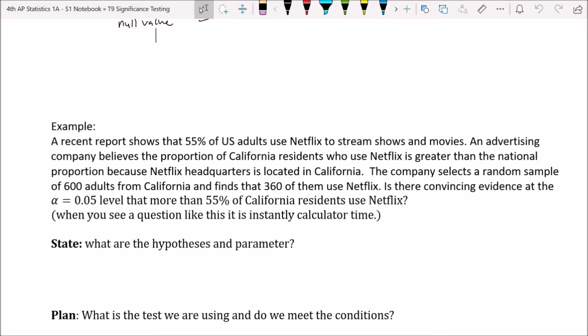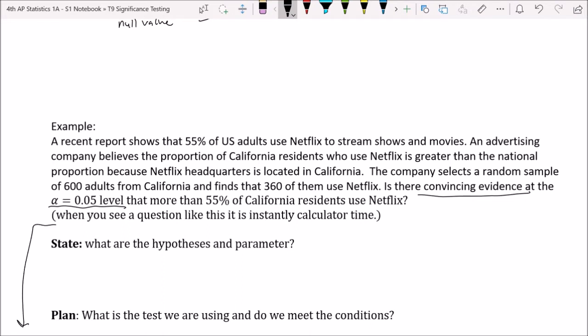All right, so this is a question. They say, is there convincing evidence? And they didn't give us a confidence interval. This is a clue that this is a significance test: convincing evidence at the alpha equals 0.05 level. They're never going to say, hey, would you please do a significance test and write hypotheses? And this stuff below that I'm putting down is scaffolding to help us understand how to answer the question.